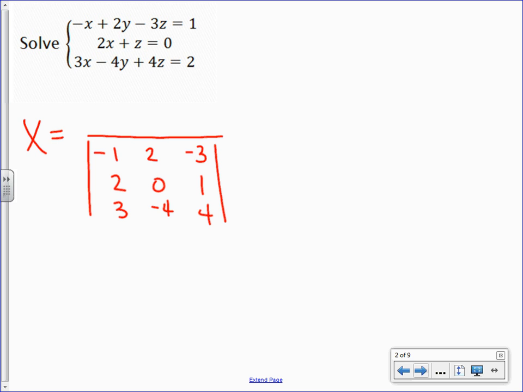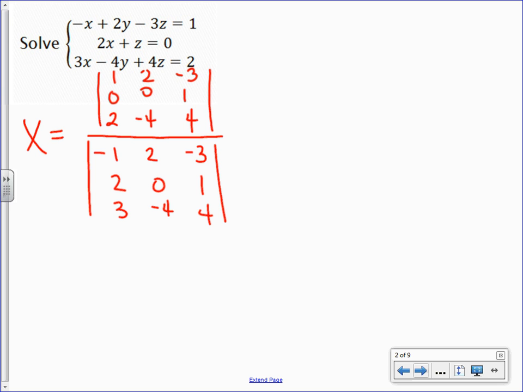Okay. And then upstairs, we're going to take that same matrix, but what is going to be different? The x column is going to be what? 1, 0, 2, because those are our constants over on the right side. Okay, now we have to find 2 determinants.